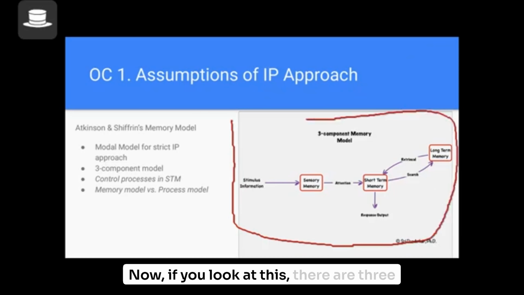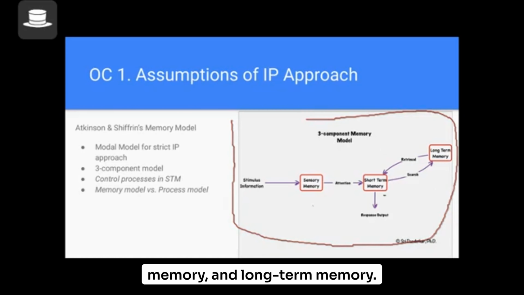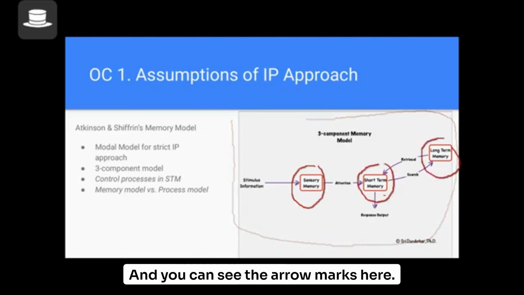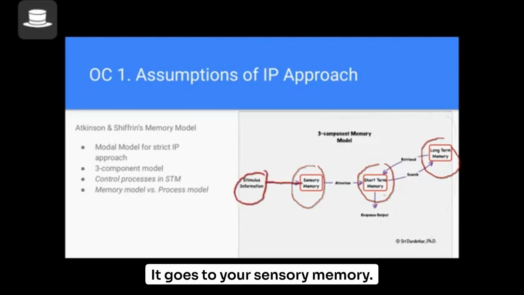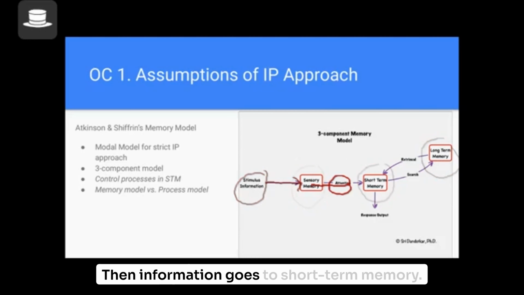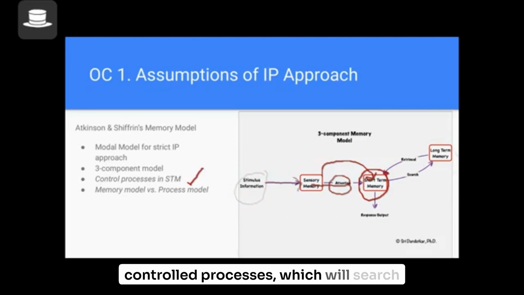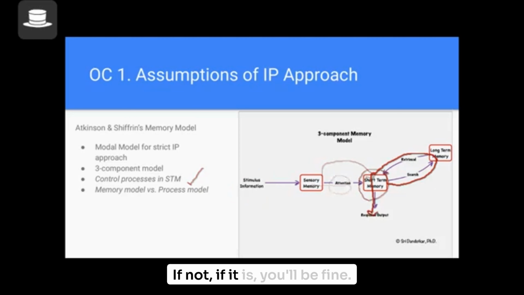Now, if you look at this, there are three components here: sensory memory, short-term memory, and long-term memory. These memory components are represented as boxes. And you can see the arrow marks here. This is the stimulus information from outside. It goes to your sensory memory. From the sensory memory, it goes through a process called attention. Then the information goes to short-term memory. And the short-term memory goes through controlled processes, which will search through long-term memory, retrieve information, and give the output. Now, this is a lot of information. Let's look at an example.